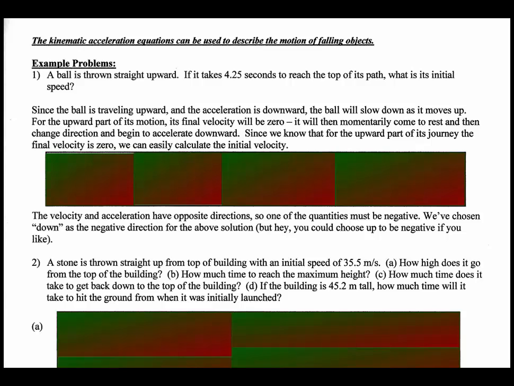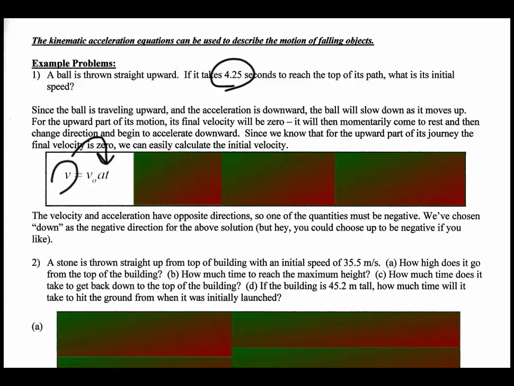Since we know that for the upward part of its journey, the final velocity is 0, we can easily calculate the initial velocity. So if you look at this equation, that v there on the side, remember that that's essentially the final velocity, or the velocity that it's moving at that instant in time. So it's the instantaneous velocity after the time has gone by, and in this case, 4.25 seconds have gone by.